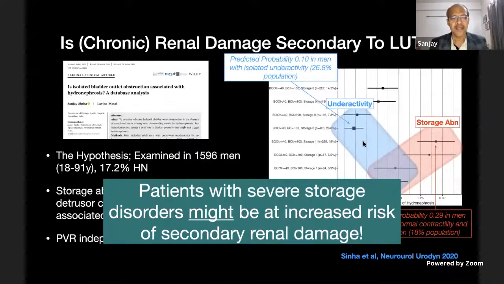Right. So as I said, if I flip this around, patients who come to us with severe storage disorders at urodynamics, whether it's neurogenic, non-neurogenic, or whatever, if they have severe storage disorders, those are the groups of patients in whom you need to be very careful, because such patients can damage their upper tracts.